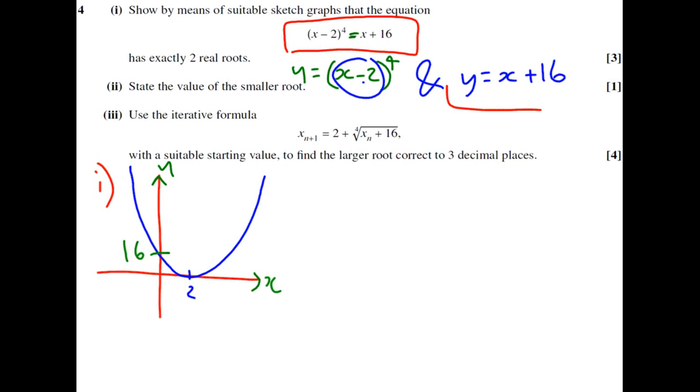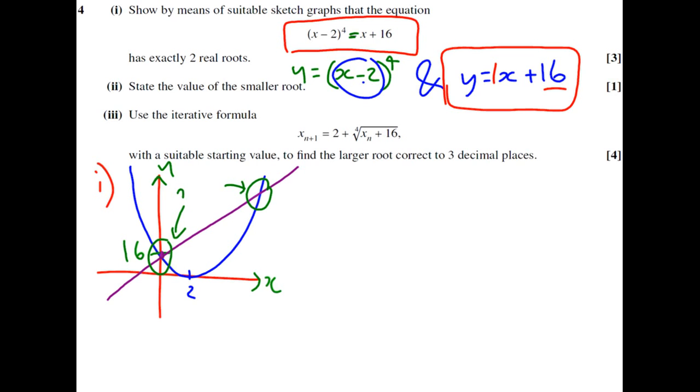Well, that's handy. y equals mx plus c. It's got a gradient of 1. It crosses at 16. Okay, so it's crossing at the same point here, and it looks something like that. And you would just show your examiner, oh look, it crosses twice, 2 roots. Okay, roots are another word for solutions of the equation.